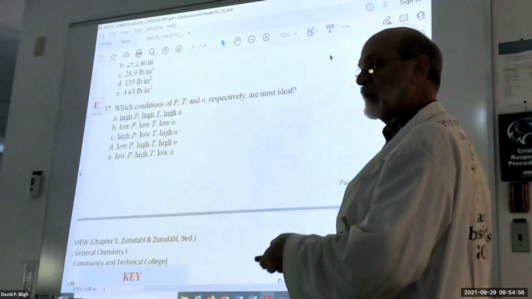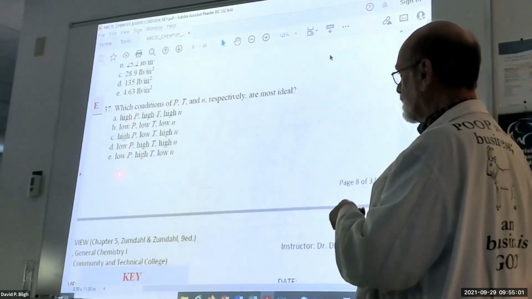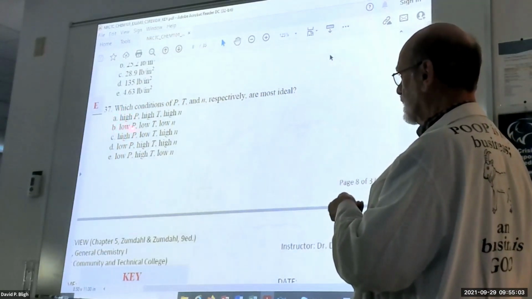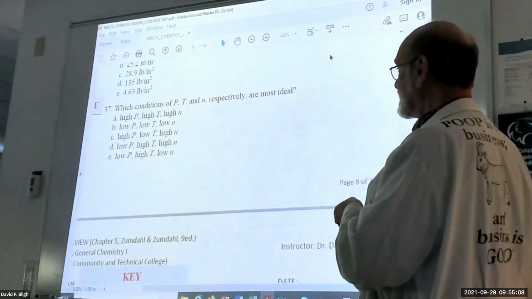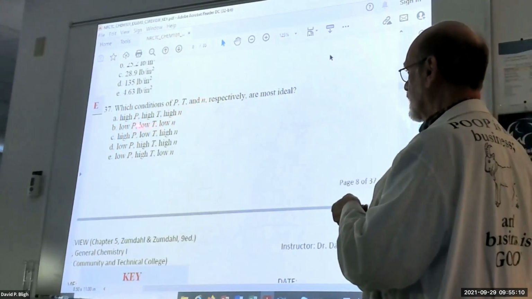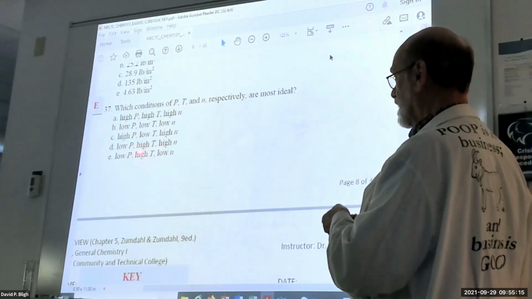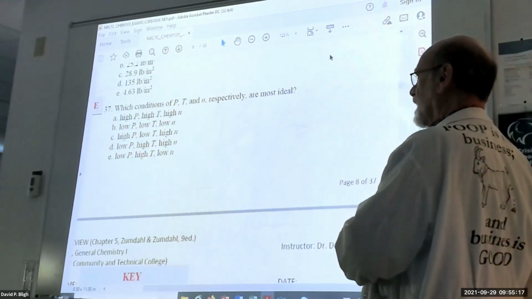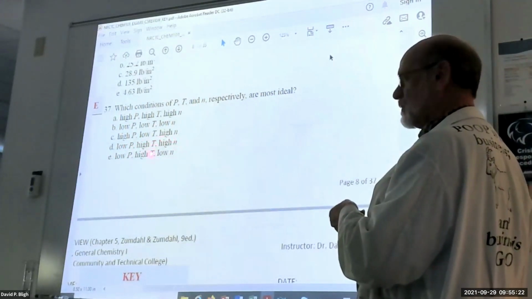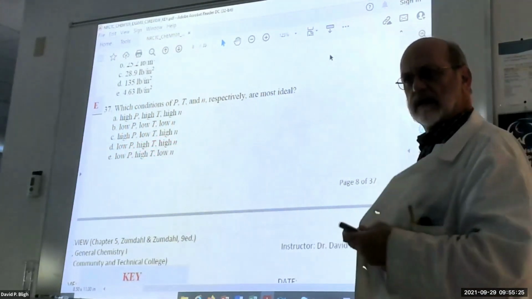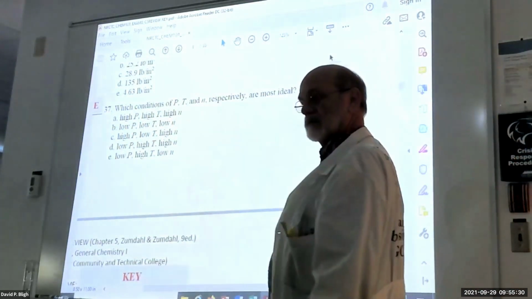All right, so here's our opportunity. So here's pressure. We need low pressure, right? It's either B, D, or E. Process of elimination. How about temperature? High temperature. So that lets this one out. It could be this one or this one. Okay, so how do we select between D and E relative to moles? Which do you think it would be? Gases behave ideally with high moles or low moles?